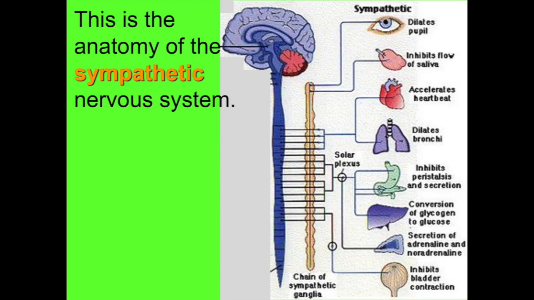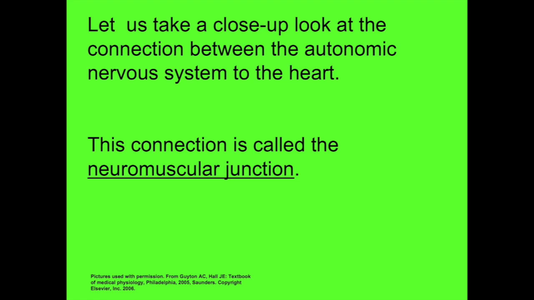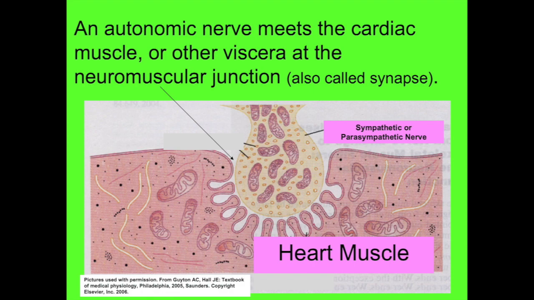You can see the effects of the sympathetic nervous system again on the different organs. So with stimulation, norepinephrine really stimulates the heart into a tachycardia, a rapid heart rate. Let's take a closer look at that neuromuscular junction again. You can see it's quite intimate.